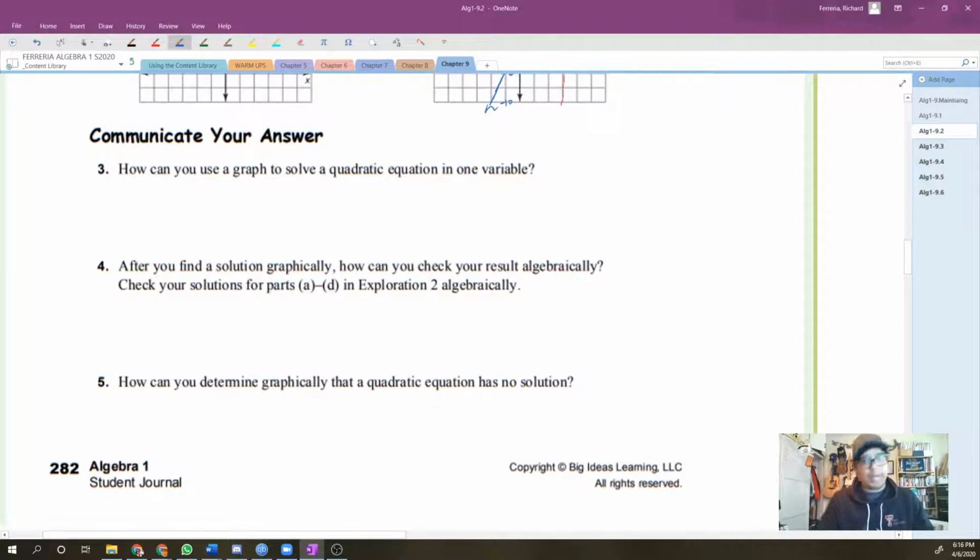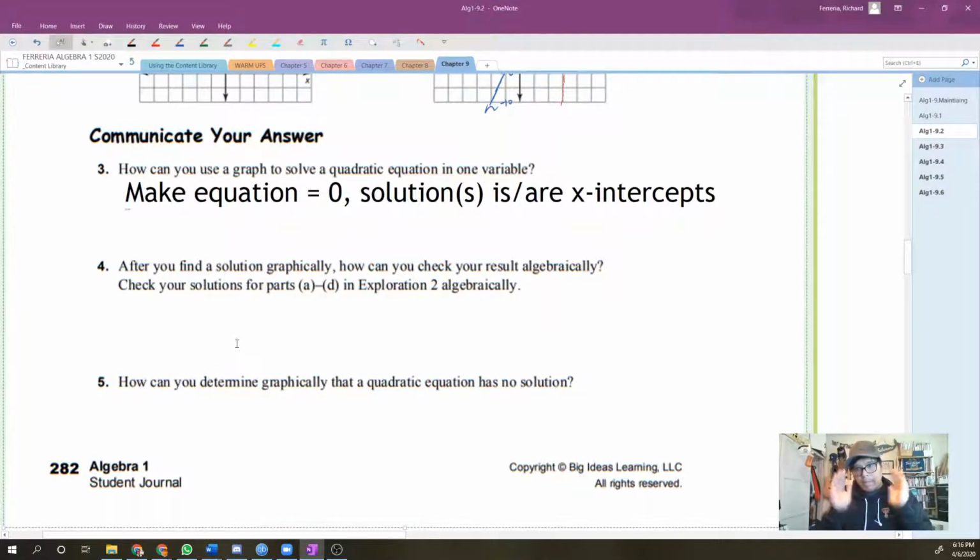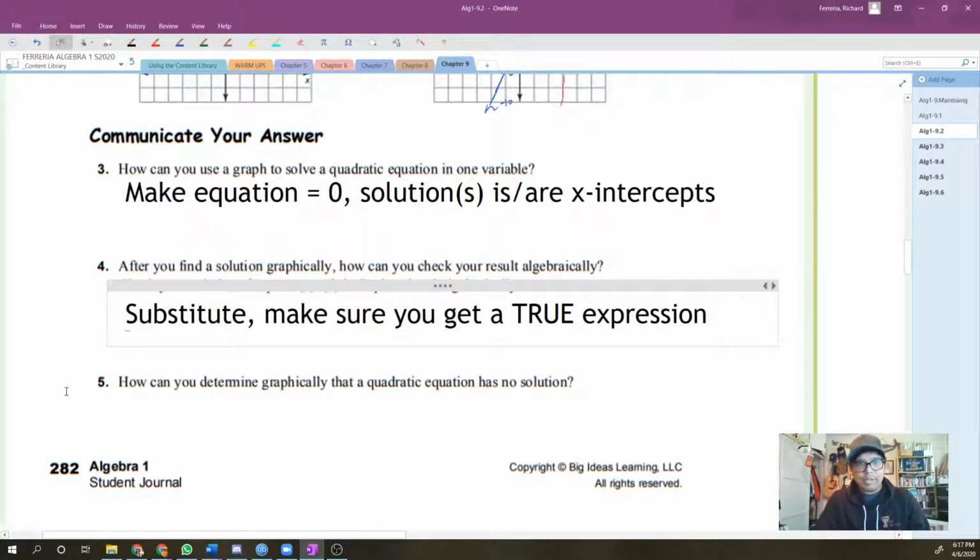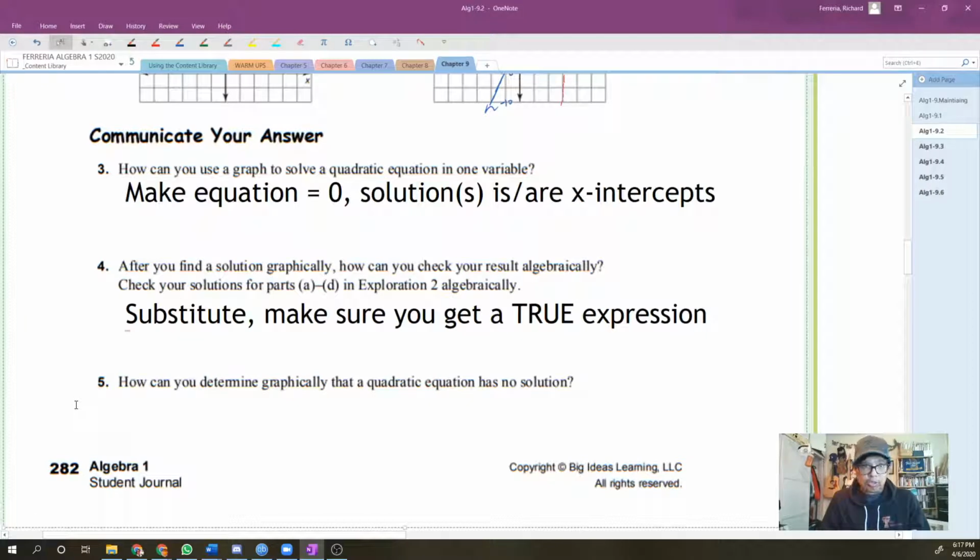Okay, communicate your answer. I think we'll do the same thing as before. How can you use a graph to solve a quadratic equation in one variable? You're going to make the equation equal 0. It may not always equal 0, but you make it equal to 0. And then the solutions, or solution, are the x-intercepts. After you find a solution graphically, how can you check your result algebraically? Well, substitute. After you substitute, make sure that the equation is true.